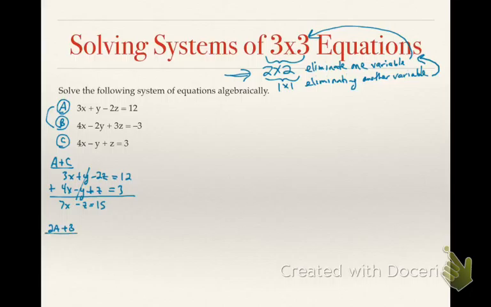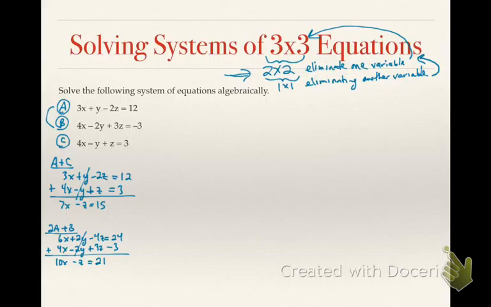Okay, I'm indicating what I'm doing with the equations, 2A plus B. So I have to multiply all the terms in equation A by 2. That gives me 6x plus 2y minus 4z equals 24. And then I'm going to combine that with equation B, which is 4x minus 2y plus 3z equals negative 3. Okay, let's add those together. That gives me 10x, the y's cancel, minus z is equal to 21. This gives me a system of 2 by 2 equations.